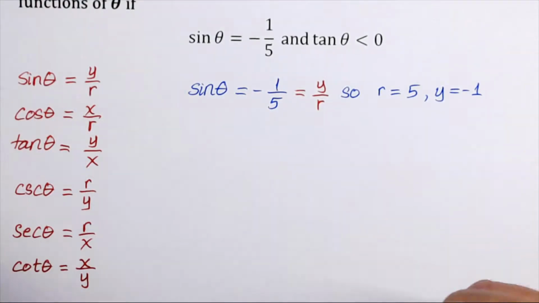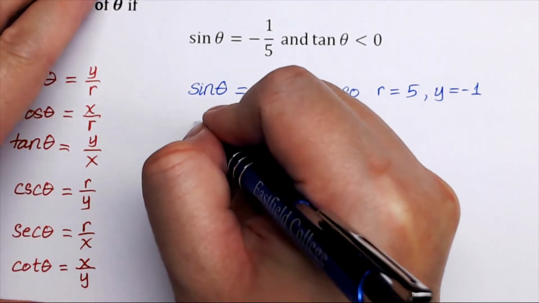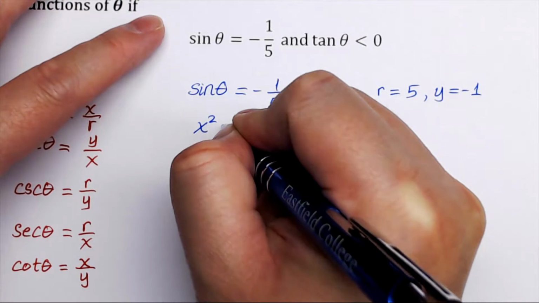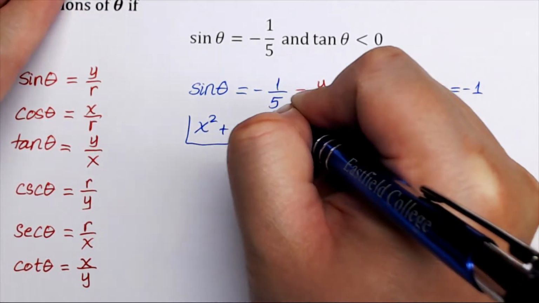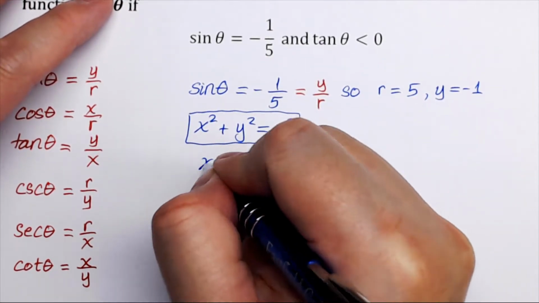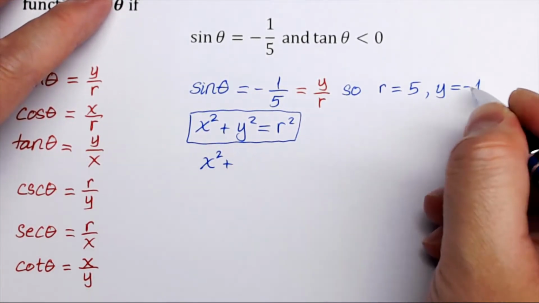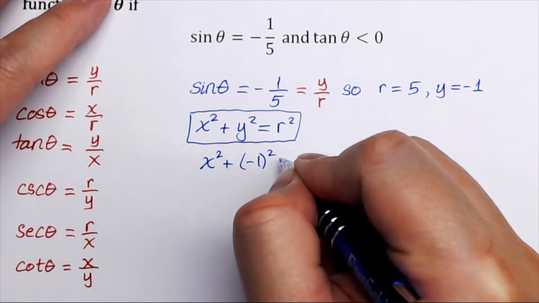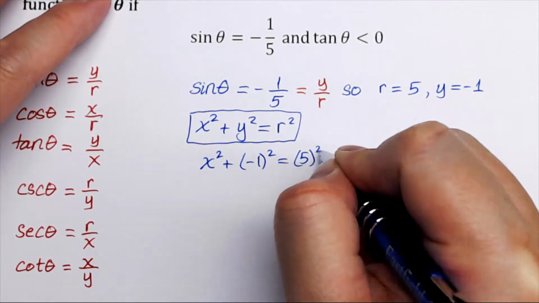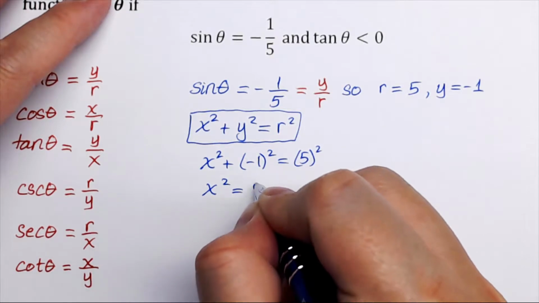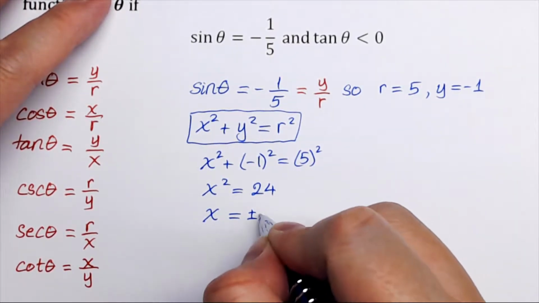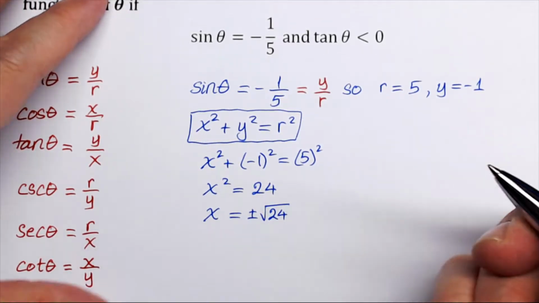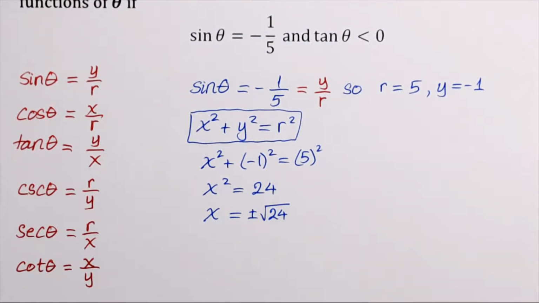And after that we can find x. Pythagorean theorem: x squared plus y squared equals r squared. So we have x squared plus negative 1 squared equals 5 squared. We have x squared equal to 24. So x equals plus or minus square root of 24. We need to determine if it is a plus or a minus.